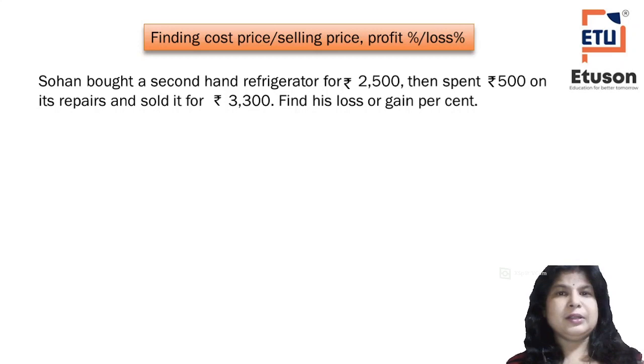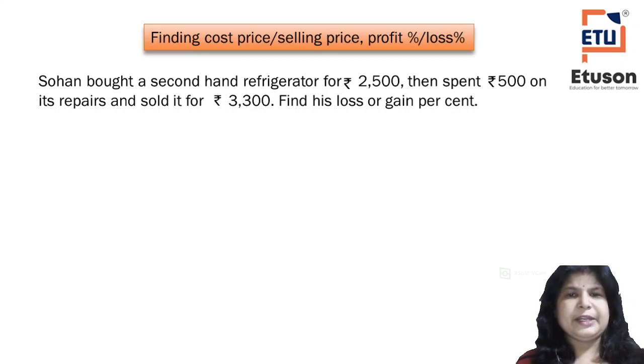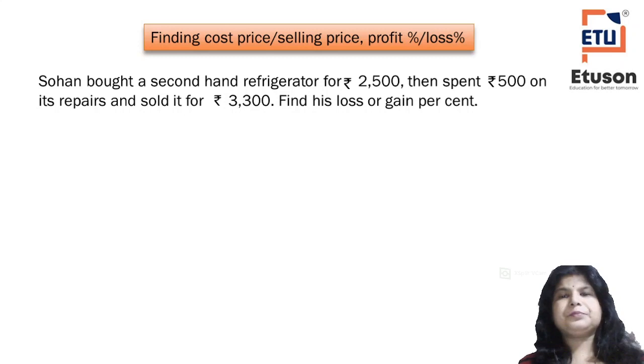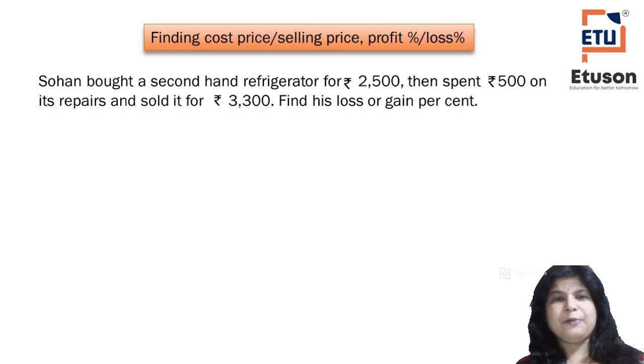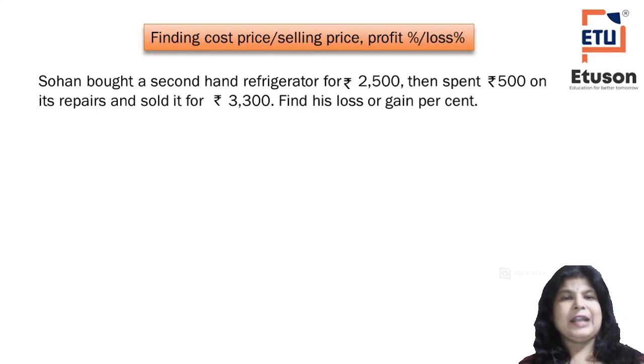So, in order to learn how to find out the profit percentage and the loss percentage, we will solve some of the problems. So, first problem: Sohan bought a second-hand refrigerator for rupees 2,500, then spent rupees 500 on its repair and sold it for rupees 3,300. Find his loss or gain percentage, right? So let us find out. So what will be your approach?